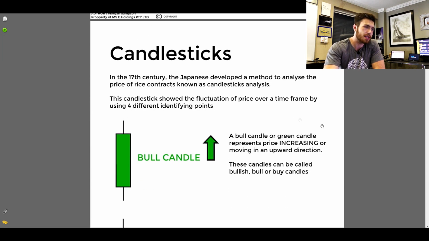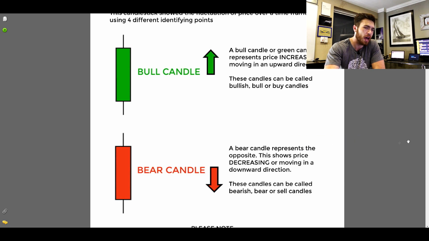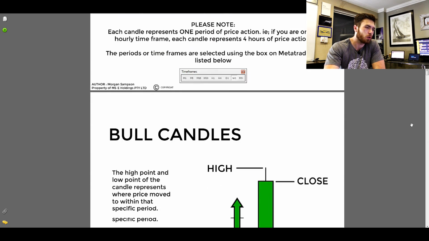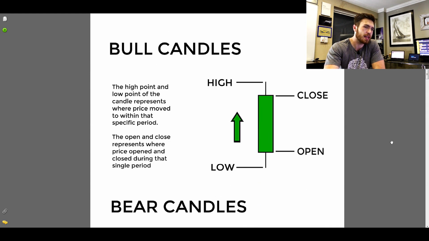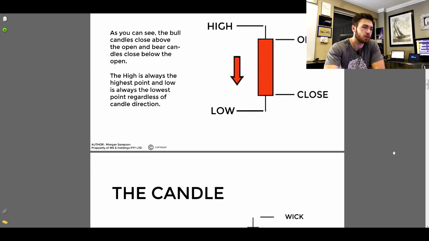But what you're going to see is a simple introduction to what candlesticks are, talking about a bull candle and a bear candle, how to identify them, and what exactly represents the characteristics of each. You'll also see that it talks about exactly what the candle comprises of, so the high, the low, the open, and the close, and which points of that relate to the bear candle as well.